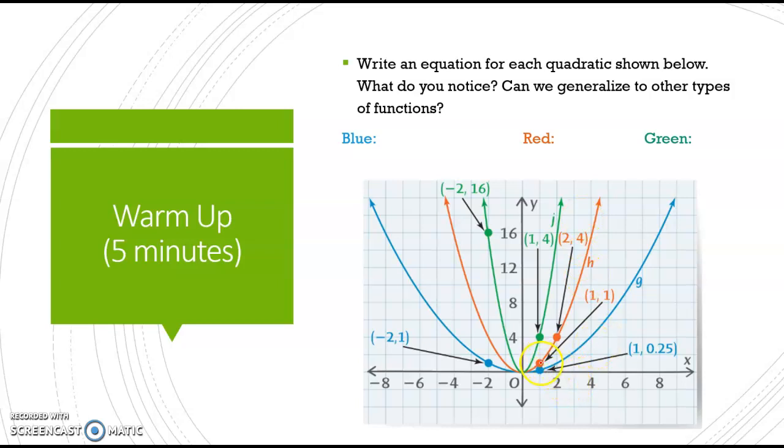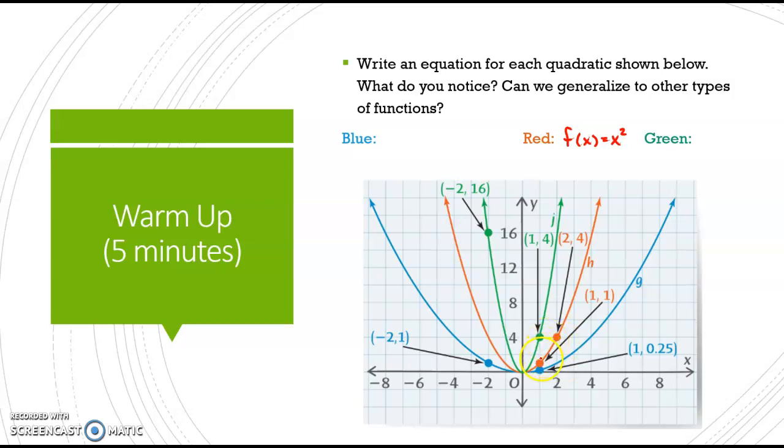Alright, so I notice that the red function has the ordered pair (1, 1), and the ordered pair (2, 4). And then I can even see that it would be about (3, 9). So the red function looks like the parent function to me, f(x) = x squared. I just take the x coordinate and square it, and that gives me the y coordinate.